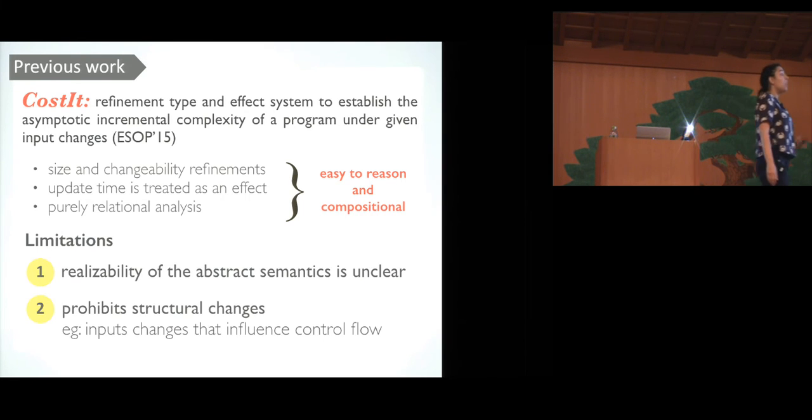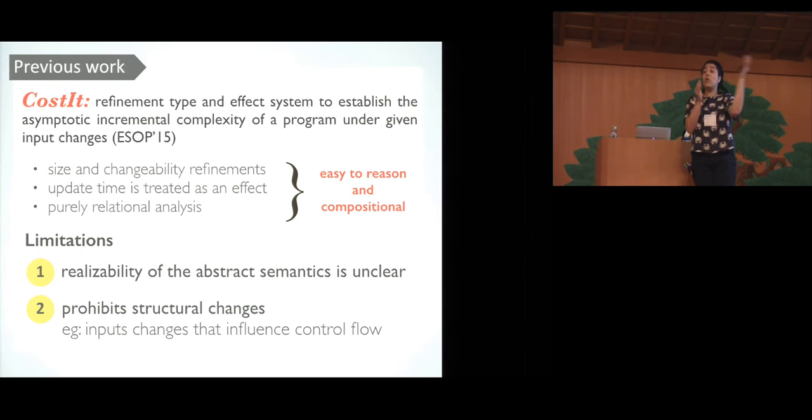Secondly, and most importantly, CostIt prohibits structural changes. By structural changes, I mean changes that require the execution path of a program to diverge.